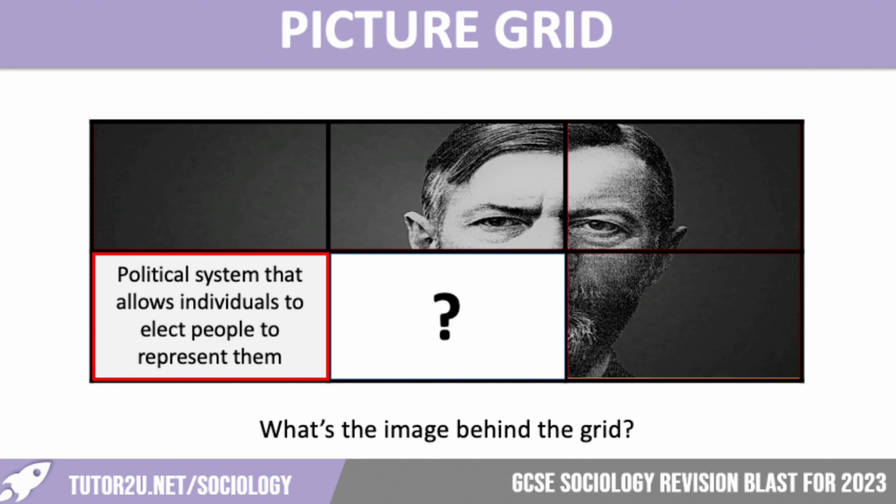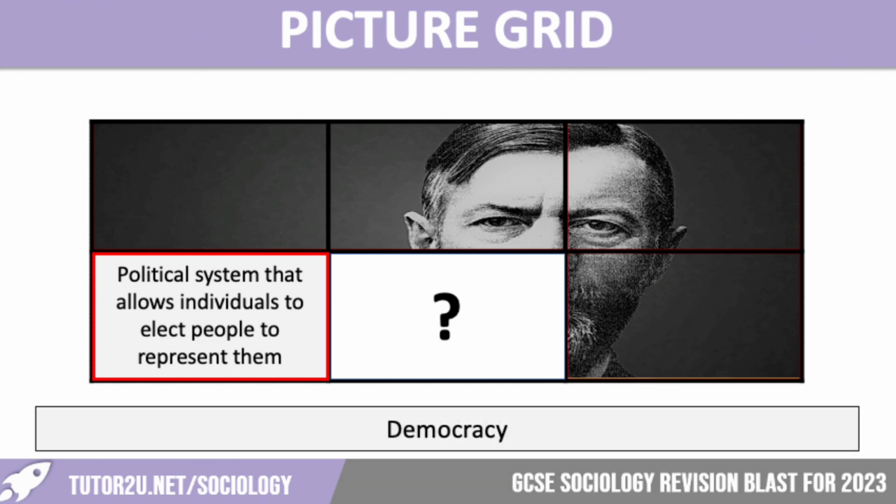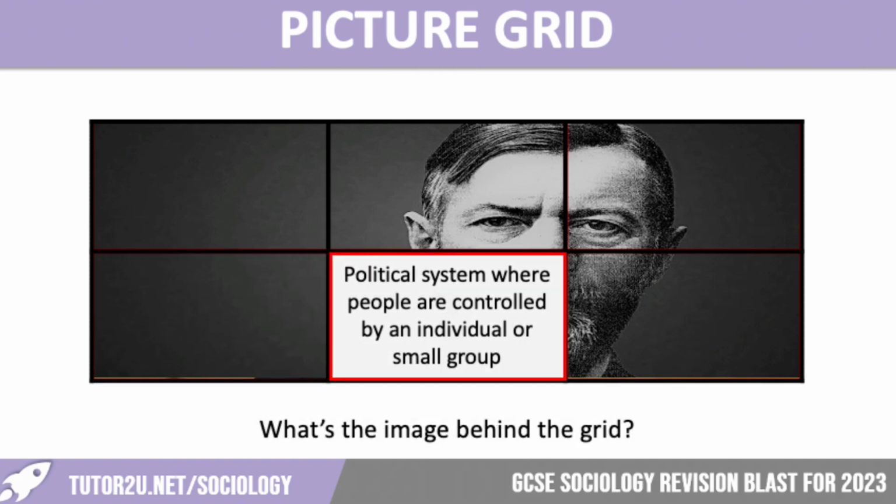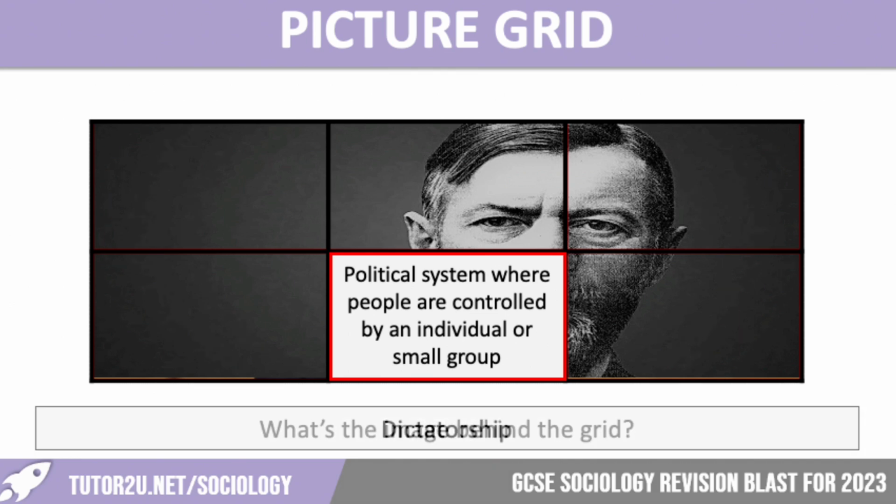Political system that allows individuals to elect people to represent them. So what's the name of the political system that allows individuals to elect people to represent them? Let's have a look. It is democracy, so where we all go to the elections to vote. And our last square, political system where people are controlled by an individual or small group. So a political system where people are controlled by an individual or a small group. What do we call that? Let's reveal. It is a dictatorship.